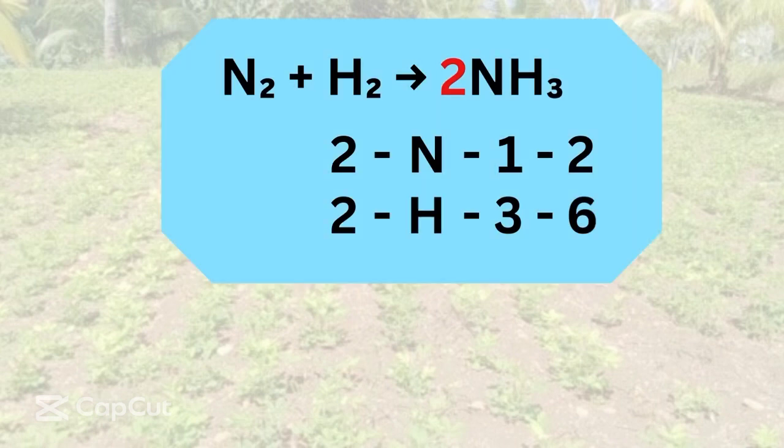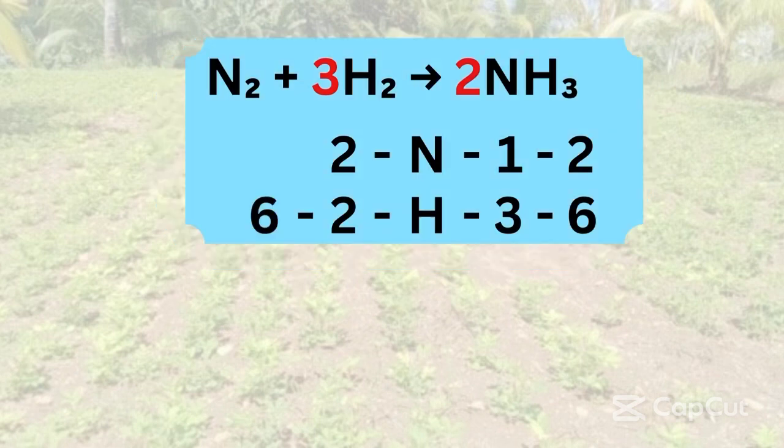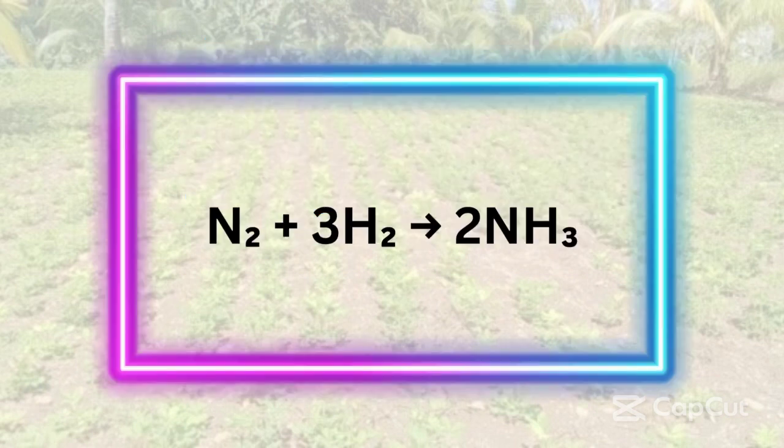Let us now proceed right away to the hydrogen atoms. Since we've added 2 as coefficient, the hydrogen atoms will be multiplied as well, resulting in getting 6 on the product side. To get a 6 for the reactant side, let's add 3 as coefficient to the hydrogen. Multiply it by 2 and you'll get 6 as well. The equation is finally balanced.